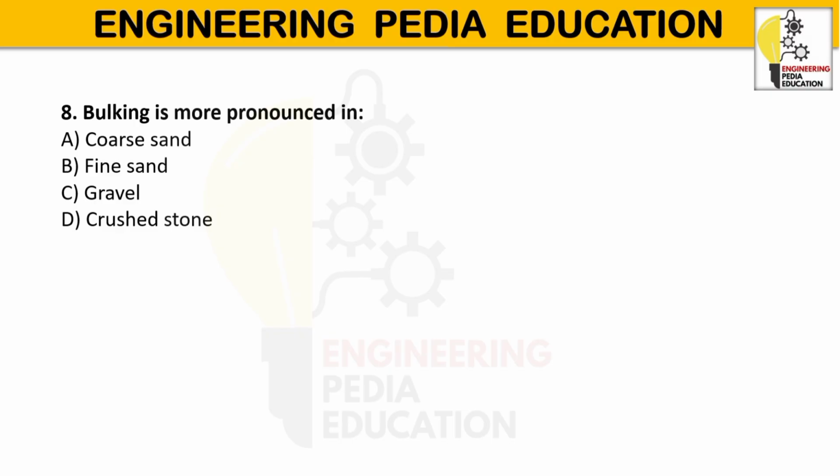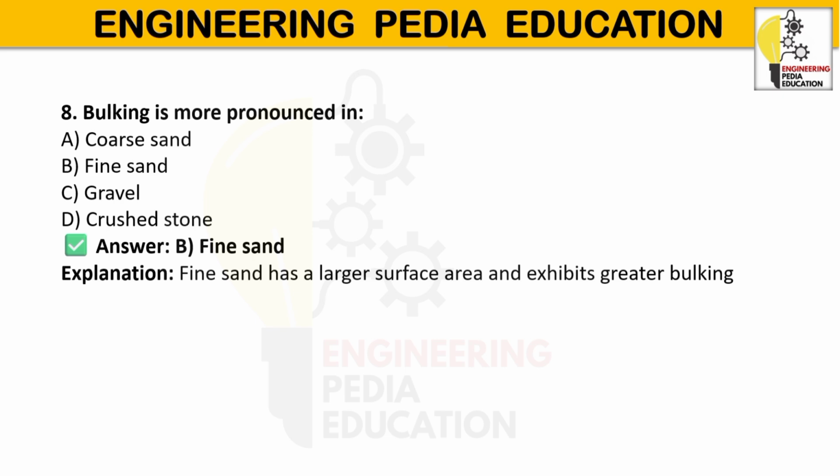Bulking is more pronounced in coarse sand, fine sand, gravel sand, crust stone. The correct answer is fine sand. Fine sand has larger surface area and exhibits greater bulking.